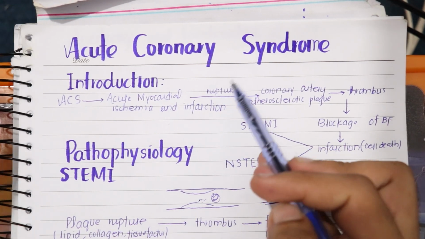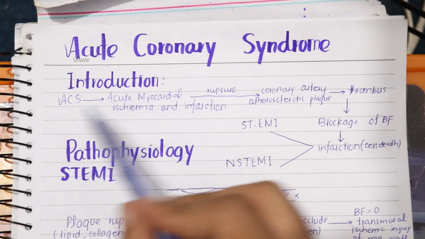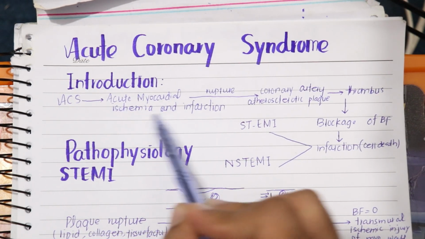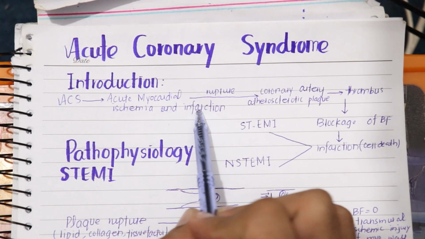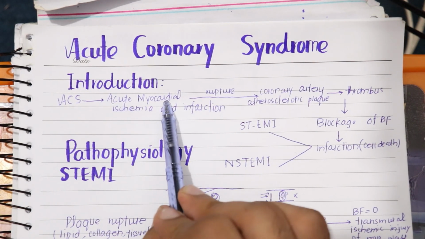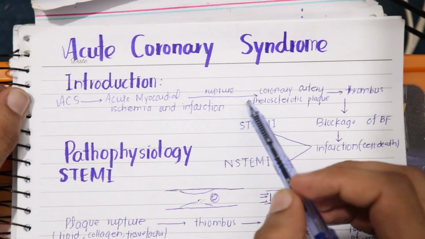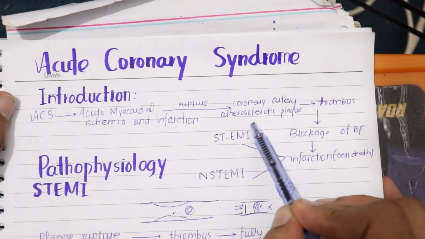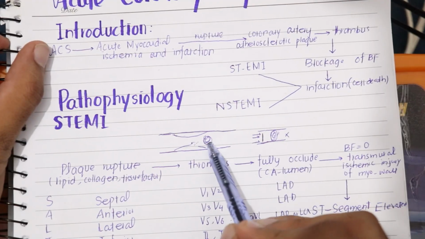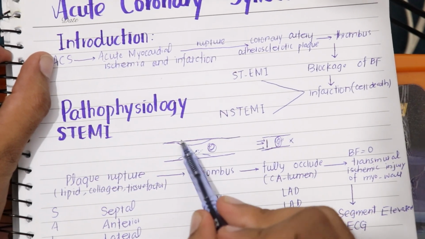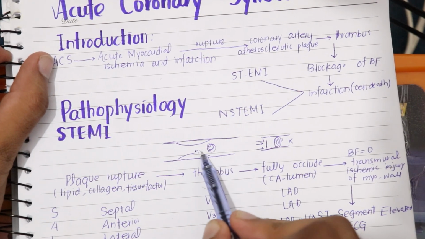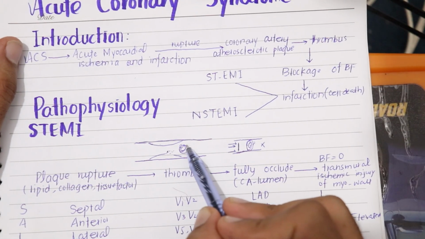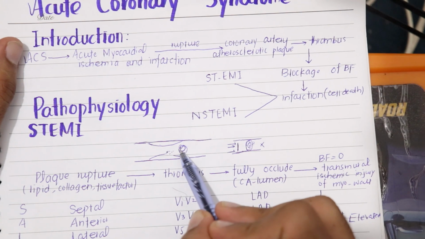Acute coronary syndrome. Introduction: acute coronary syndrome is acute myocardial ischemia and infarction. Infarction means that part of the myocardium is dead. Why? Because of the rupture of a coronary artery atherosclerotic plaque, like this one. So what happens? It ruptures and there is formation of thrombus. Platelets get aggregated and there is formation of thrombus.